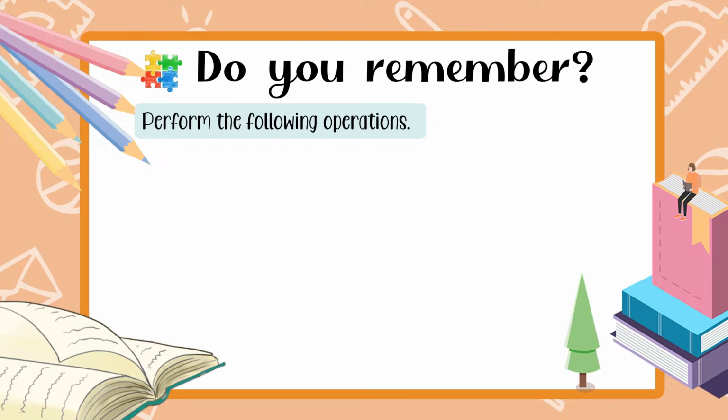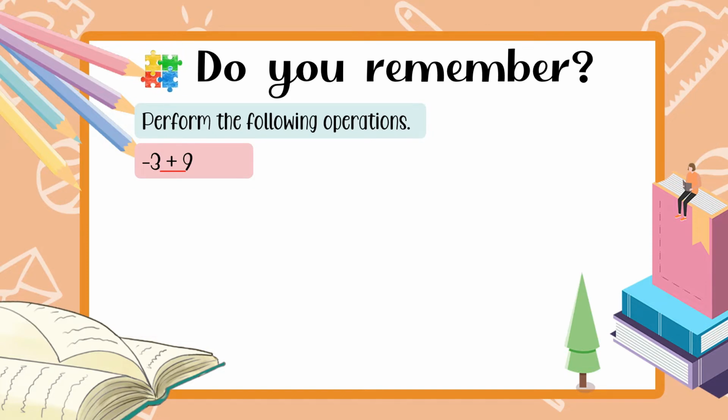So let us perform the following operations. The first one, negative 3 plus 9. So we have here a plus. Ibig sabihin, we have to add. And if we are adding integers, tatandaan natin yung integer song. Same sign, add and keep. Different sign, subtract. Keep the sign of the bigger number.